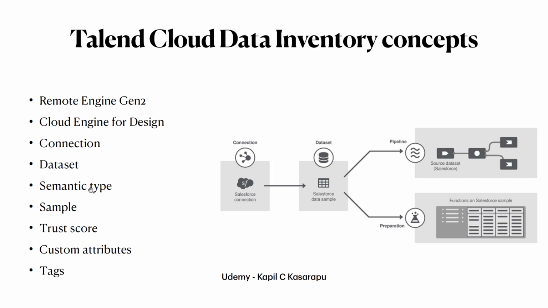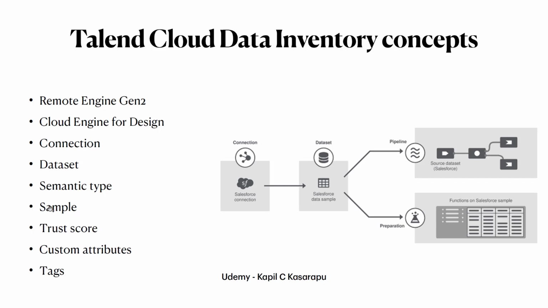Then we have semantic type. The semantic type of a column or record corresponds to the type of data that can be found in it, such as names, zip codes, phone numbers, coordinates, etc. The Talent Cloud applications all benefit from semantic awareness, meaning that when you look at your sample data, it will be automatically categorized using the default semantic types or the ones that you have created yourselves.